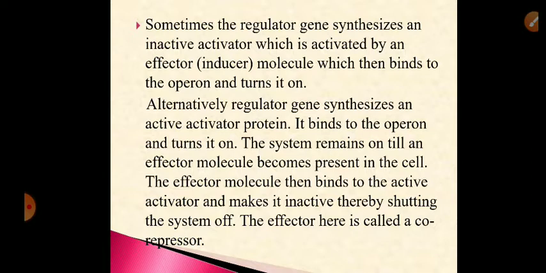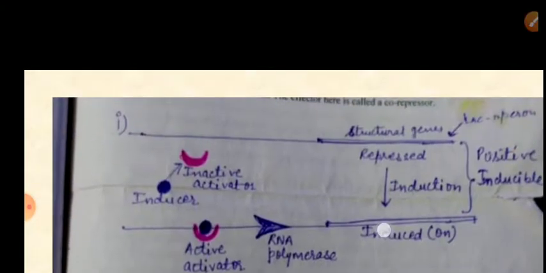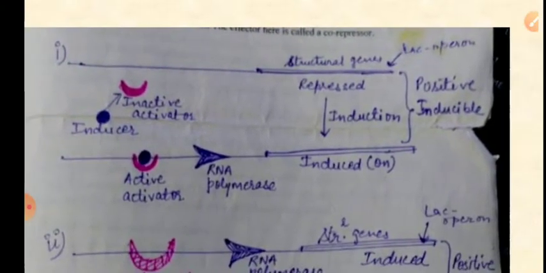Is that clear? So, inducer activates inactive activator. Co-repressor inactivates the active activator protein. Right? So, whether the system should remain on or off is under the control of effector molecules. Now, we can see in this diagram the first two.